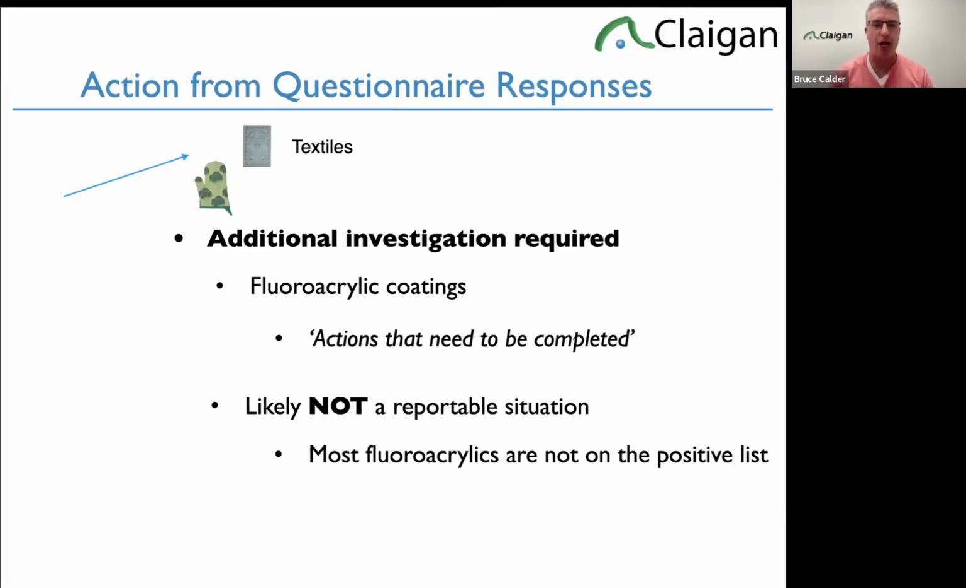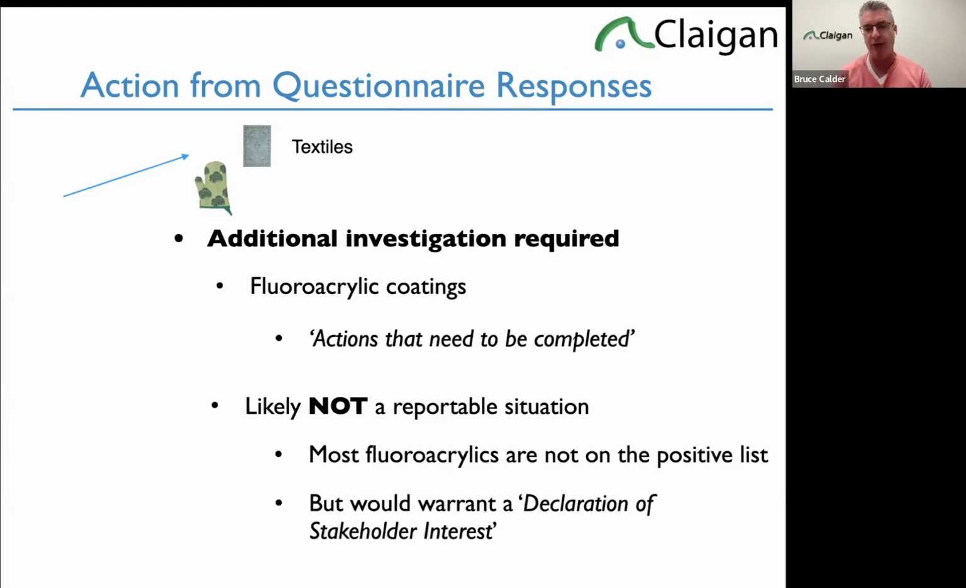So a lot of the most common fluoroacrylics aren't there. Some are, most of them are not. So it's not on the positive list. You don't have to report it. But because you use a lot of it, we normally recommend they do a declaration of stakeholder interest, and the government recommends it. And we'll explain that process later. But it's basically saying you don't put it in the official reporting. You send it separately. It's a declaration of stakeholder interest saying you don't even have to say you use it.